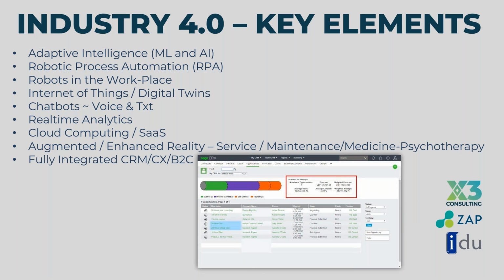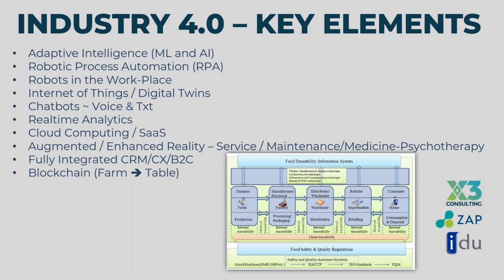Integrating CRMs into your ERP system and your ordering system gives you, again, future information about who you're going to sell to, your sales pipeline, what's happening, helps you forecast, helps you predict what's going on. Now, blockchain, we'll talk about that in a second, but basically, if you think of it as a way of tracking information, in this case, things like farm to table, farm to consumer, all the way through.